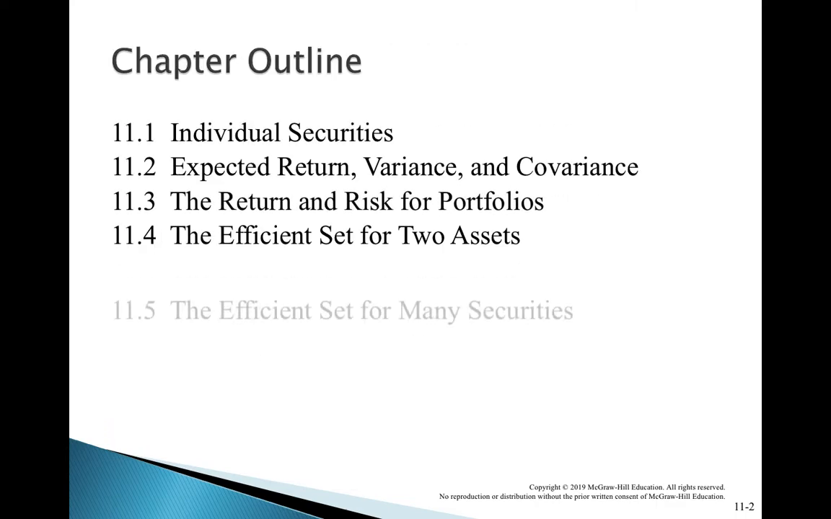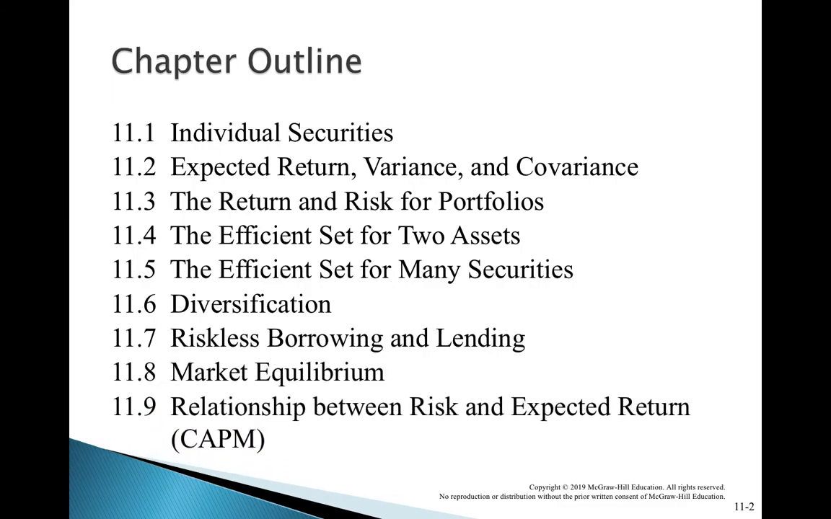The chapter is divided into 9 subsections. Individual security will be taken in the first section. The second section will talk about expected return, variance, and covariance. The third one will talk about return and risk of a portfolio. The efficient set of two assets will be taken in the fourth section. The fifth section will talk about the efficient set of many securities and diversification. Then we'll see riskless borrowing and lending, how it happens, how the risk-free rate of return is taken and used, market equilibrium, then how to calculate the CAPM.